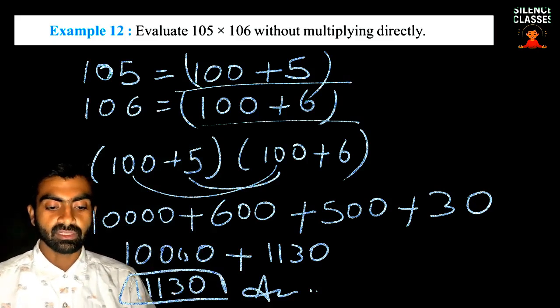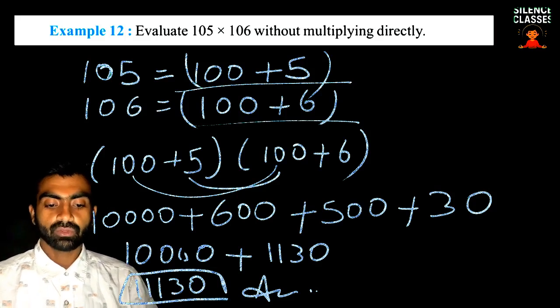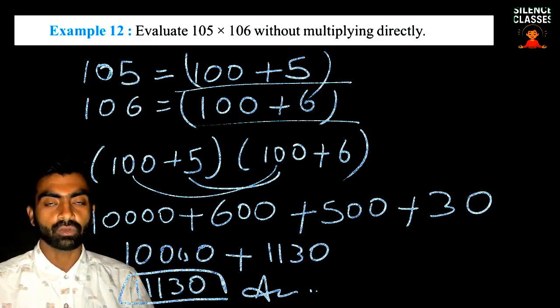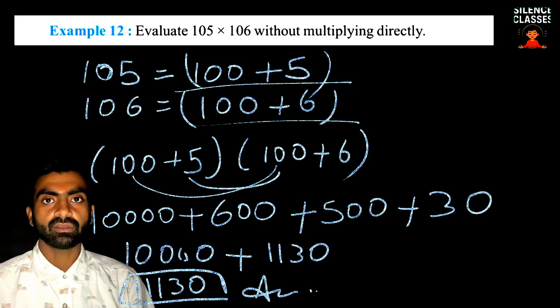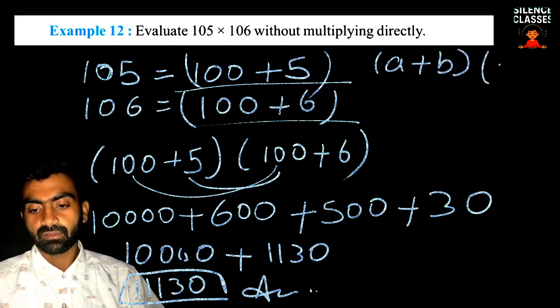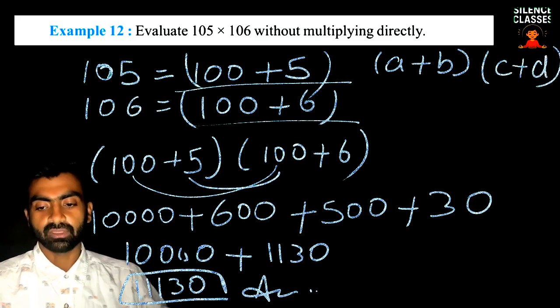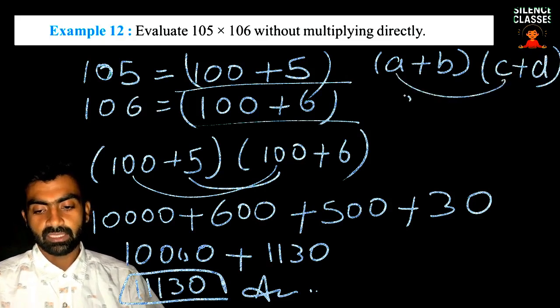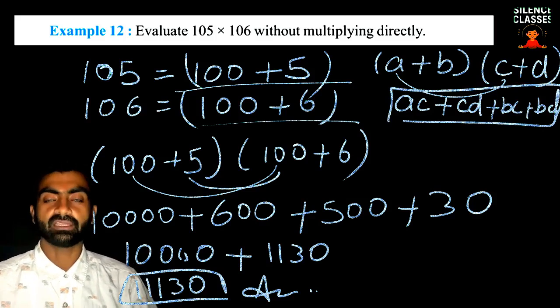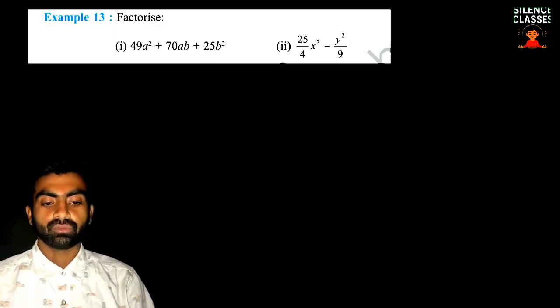Okay, the questions are easy. What we have to do is solve the equation. The algebraic identities I have told you in the introduction part, you have to watch that, so you will understand how we have done it. We have made it in the form of a plus b and c plus d. So we will multiply ac plus ad plus bc plus bd, like this, and we have to add this to get the answer. Now let's do the next part.